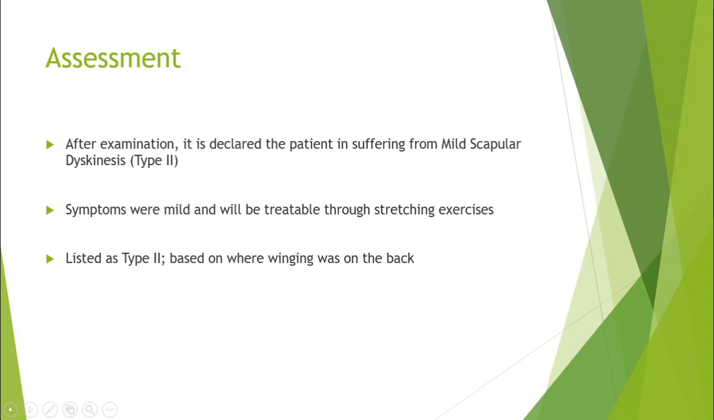I assessed that my patient was suffering from mild scapular dyskinesis type 2. I believe this because she had all the pain in the correct places on the body, the shoulder and things like that. I listed it as type 2 based on where the winging was.